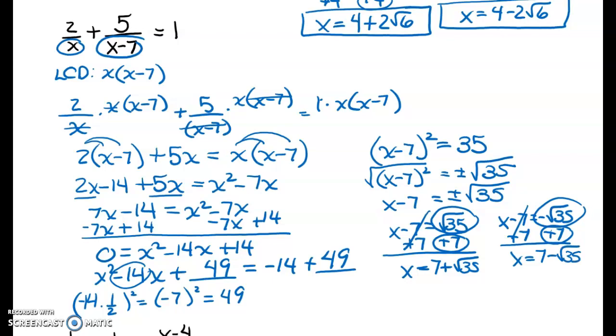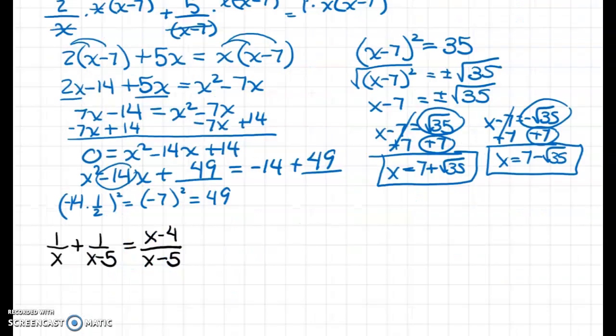Okay, so all I have to do is go up here and make sure I didn't get 0 and 7 as an answer, and I didn't. So I believe these are the right answers. Because remember, if I had gotten 0, it would have made this undefined. If I had gotten 7, it would have made this one undefined.